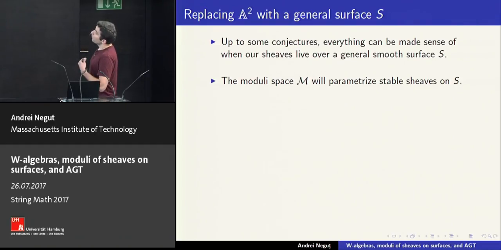So the moduli space M, which was the moduli space of framed sheaves on A2 in the previous case, now will be the moduli space of stable sheaves on S. That's kind of fair.